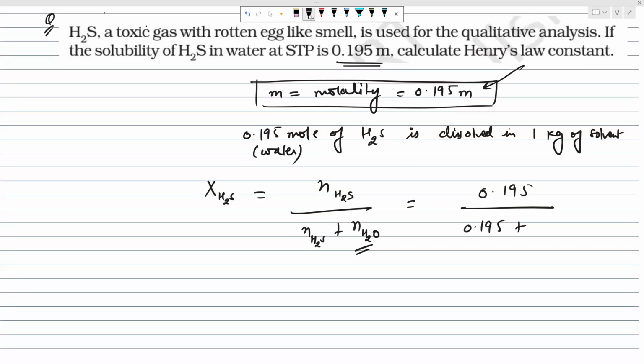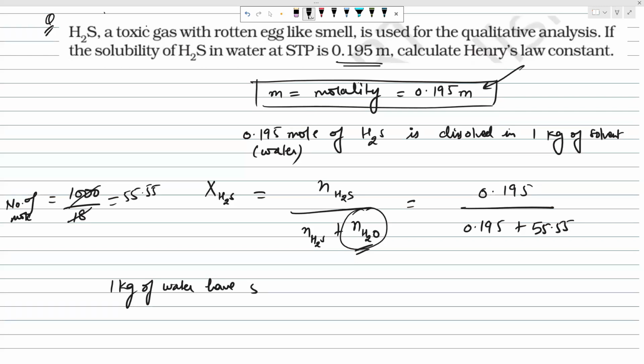Try to calculate how many moles of water there will be in 1000 g. What is the formula for the number of moles? Number of moles is equal to given mass upon molar mass. So it is 1000 divided by 18, which gives you 55.55 moles. Just always remember that 1 kg of water has 55.55 moles. Yes, sir.